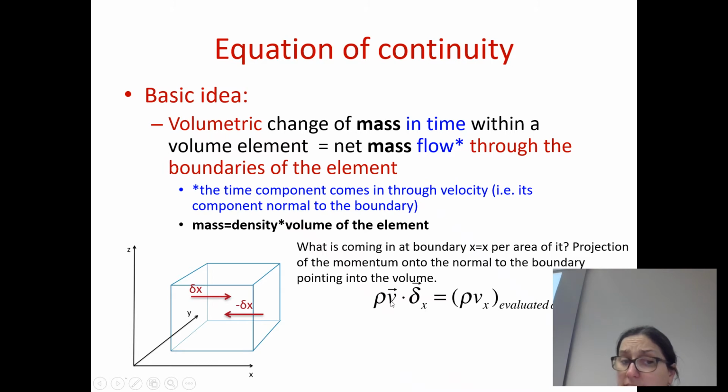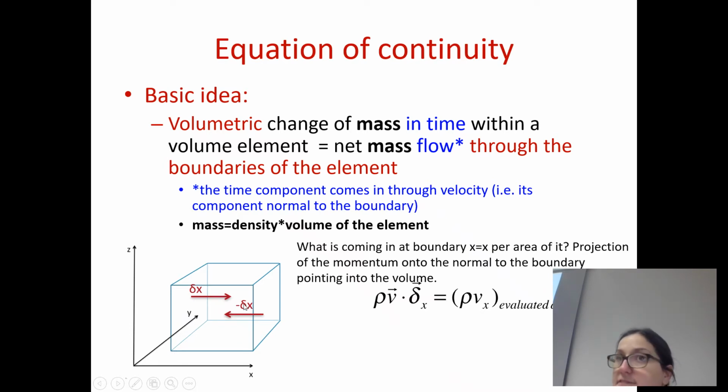And when I look at the v dot a coordinate vector x, well, that's my x coordinate by definition, right? Any vector times the coordinate vector x is an x coordinate. If I dotted it with the delta r, the r coordinate vector, it would be the r coordinate of the vector v. So this is rho vx, and I'm going to evaluate that at this side x. Okay, that's what's momentarily coming in.